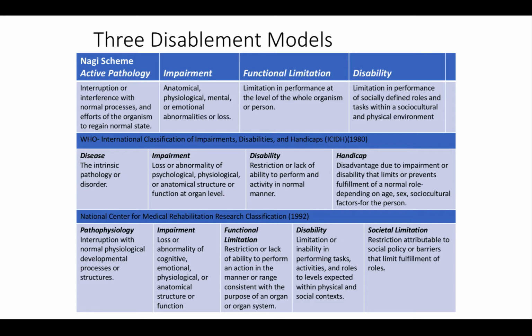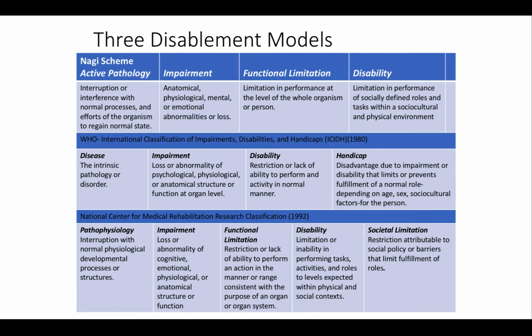So you can see there's that interrelationship between the pathology and all of the sequelae that occur, and they define it very specifically in the Nagi model. There's also the World Health Organization classification of impairments, disabilities, and handicaps that's described similarly to that Nagi model, where they talk about the disease, the impairment, the disability, and the handicap.